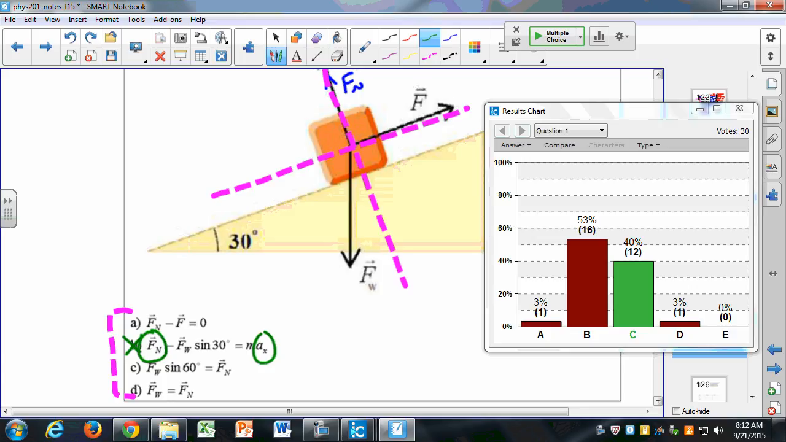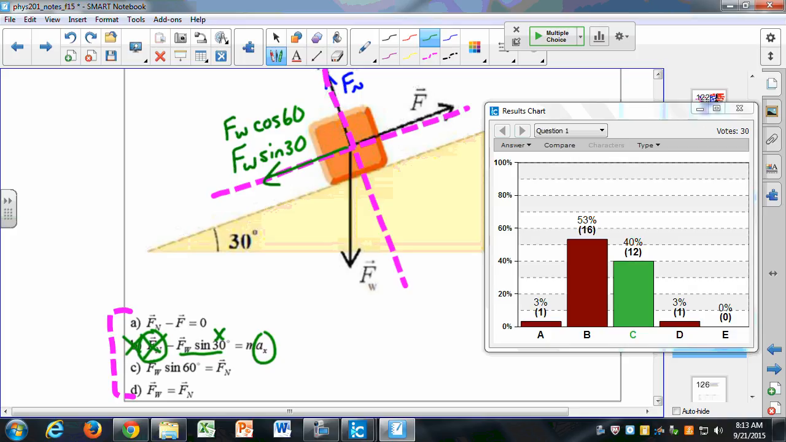Fw sine 30 is the x component of my Fw. Remember, I could have Fw sine 30 or I could have Fw cosine of 60. Both of those are equivalent. And so this acts along the x direction, which again, the normal force always acts in the y direction when we draw a coordinate system like this. So that's what's going to key you off there.